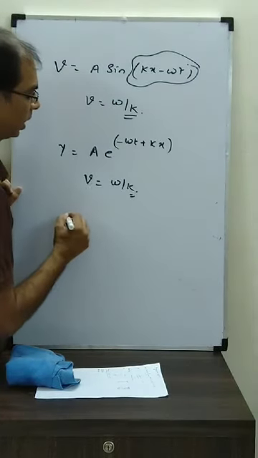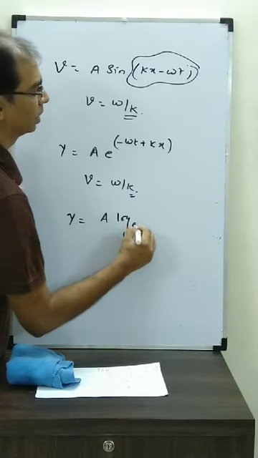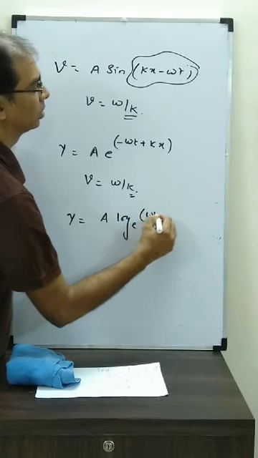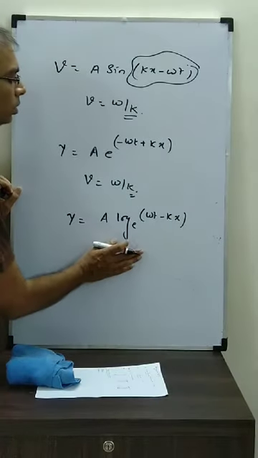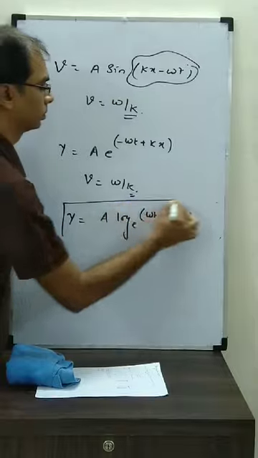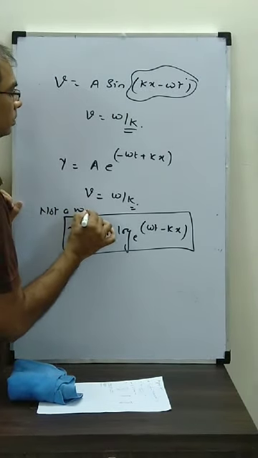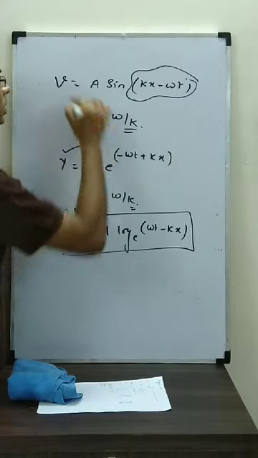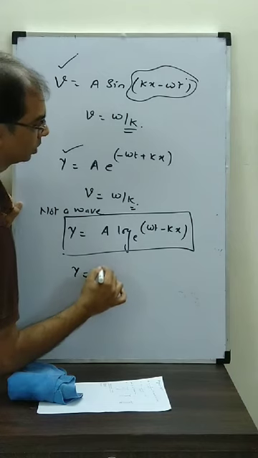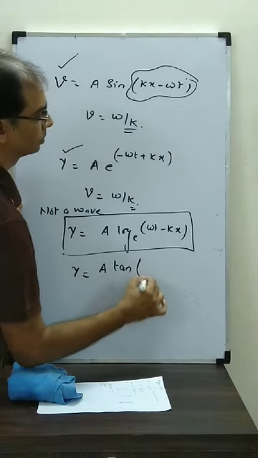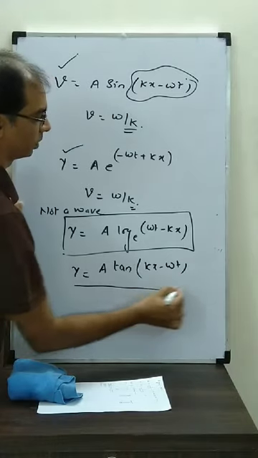But if in another way I write a wave equation like this, a log of e to the power omega t minus kx, now this is not a wave. This is not a wave. But this is a wave, this is a wave. In the same way, another one: if I represent y equal to a tan of kx minus omega t, then this is also not a wave.